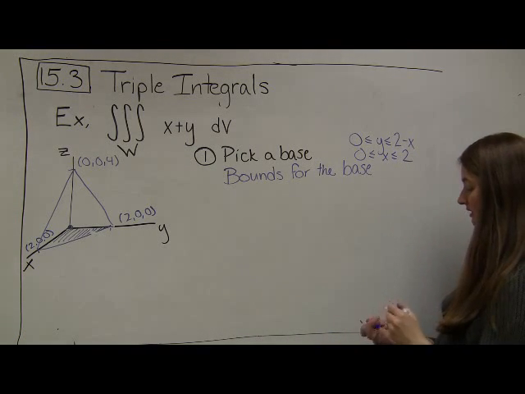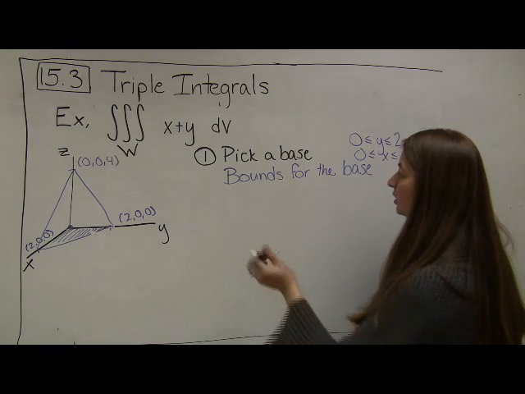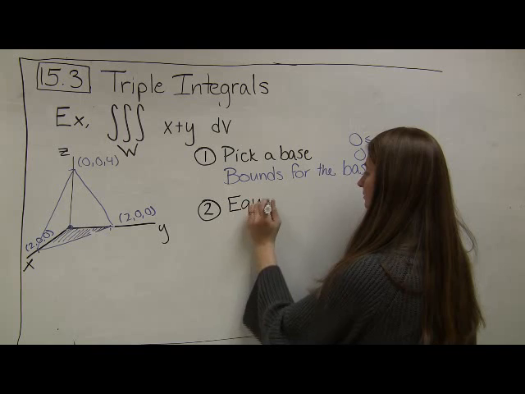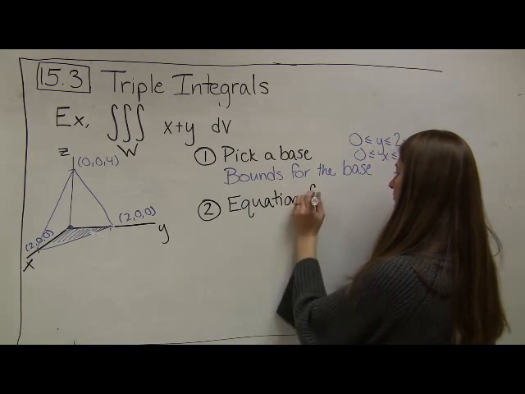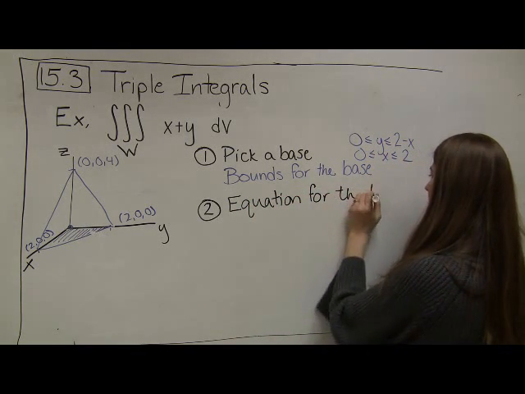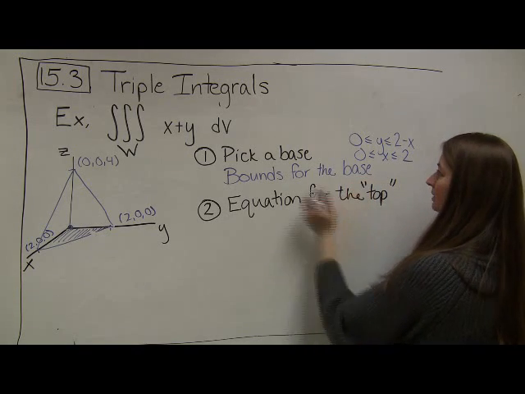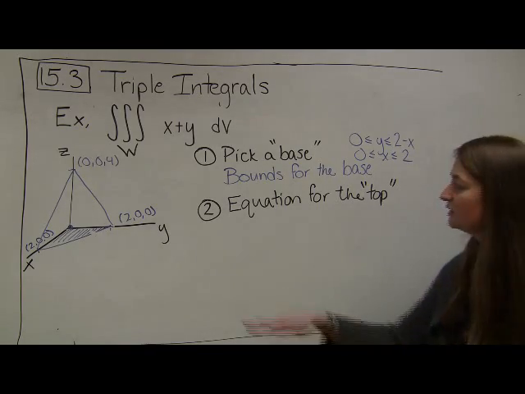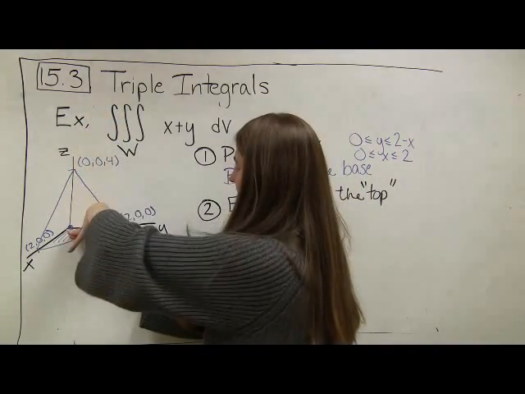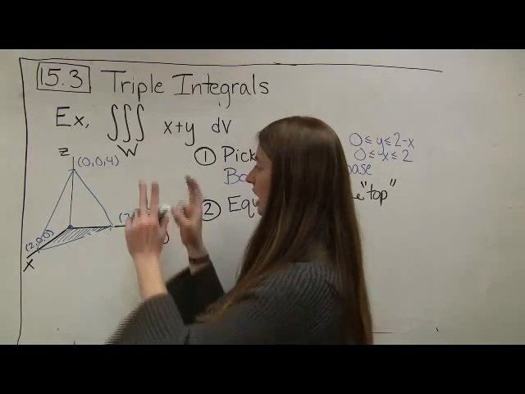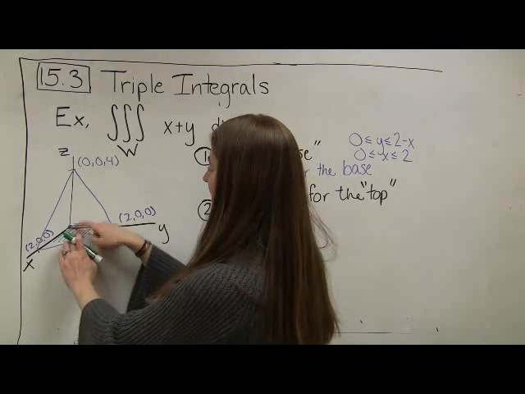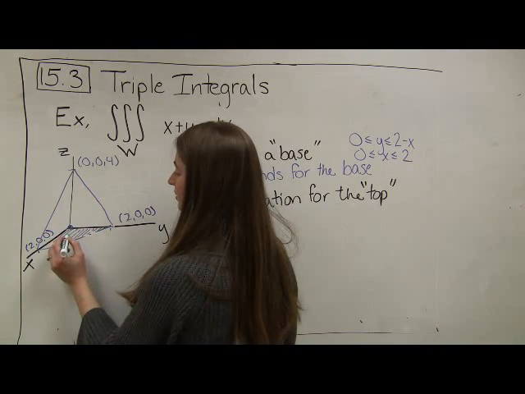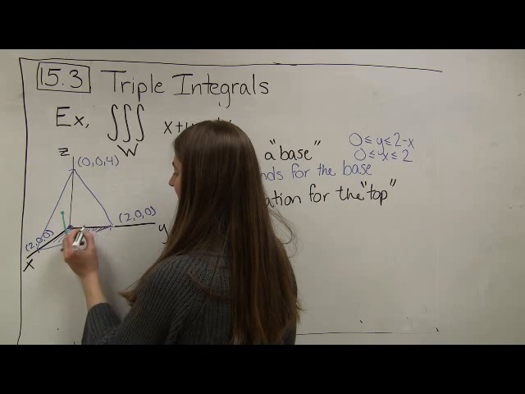So the next step that we need to do, once we pick the base, is to come up with an equation for the top. Maybe I should put base and top, because spatially these things might change. So if this is our base, it means that we're looking down from a top view. It means that the top of this is going to be the height at every place along this base.